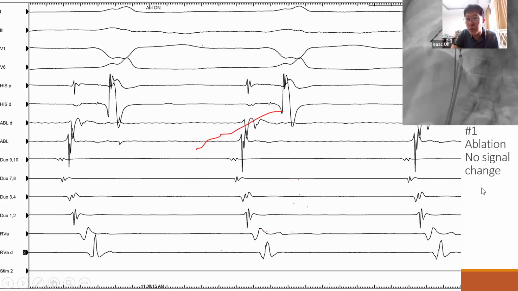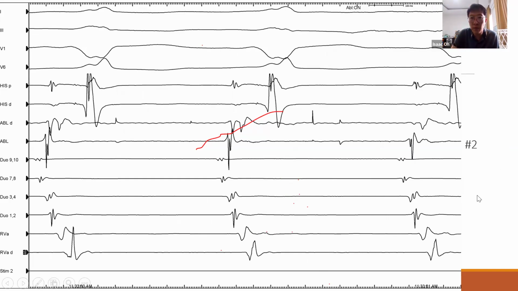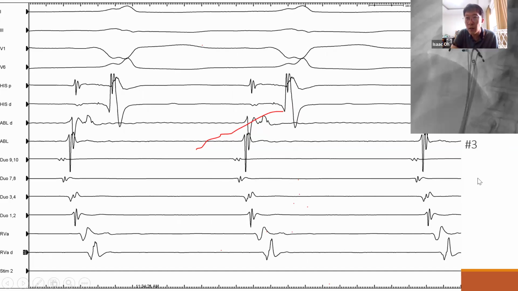However, no significant signal change was shown when we delivered. This time we gave 30 watts for a longer ablation time, but no signal change was shown. Then we changed the location and found some signal. We went to a relatively more anterior side and ablated more, but still no change.